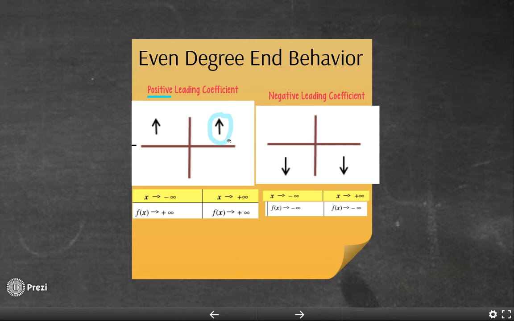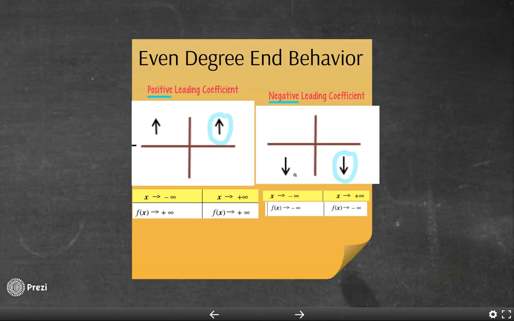Okay, which even degree, since we know both point the same direction, if one points up, the other must point up. Also, if you have a negative leading coefficient, that means your final arrow, or the arrow on the right-hand side, will point down, always, no matter if it's even or odd. And since even degree points the same way, if one points down, the other must point down.